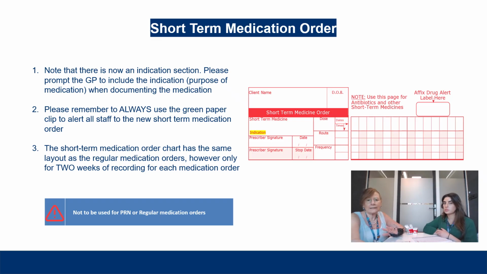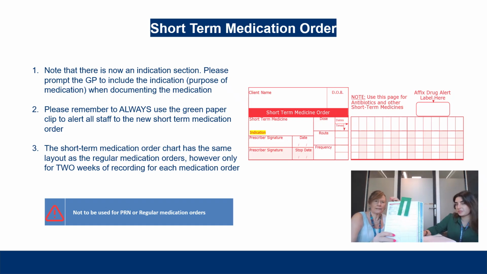And the chart has exactly the same layout as the other charts. What we do have here is a green paper clip. This must be used when the customer is ordered a short-term medication, because we put it over here like this. It indicates that. Reminds us. And it tells us that the customer has a short-term medication that needs to be given. Please do not forget the medication. Yep. Okay? Perfect. Stands out.